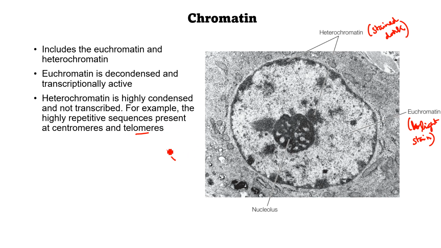So if you look at the structure of chromosome, then you will see that mainly the central region of the chromosome, which is called the centromere, and the terminal ends of the chromosome, which are called the telomeres, they have repetitive sequences, and these regions stain very darkly. These are the regions where heterochromatin is present.